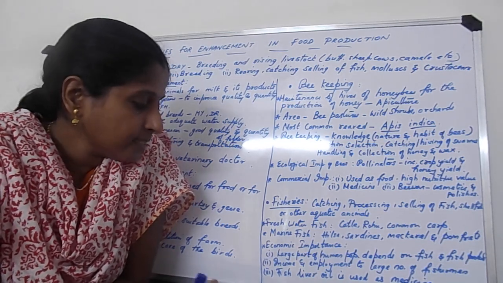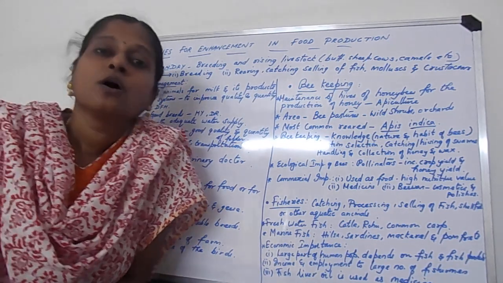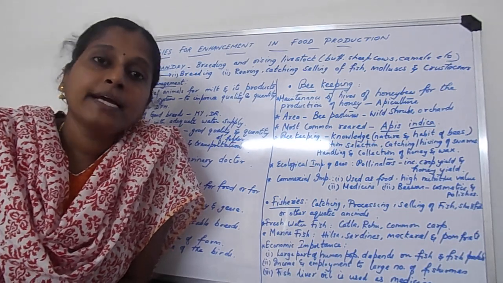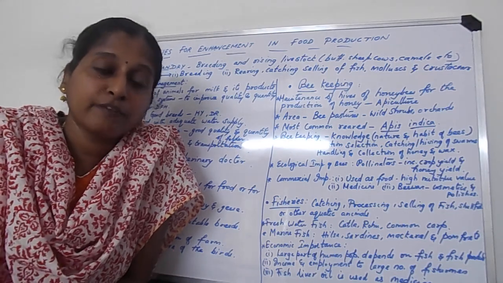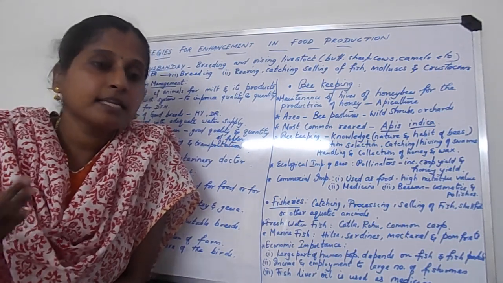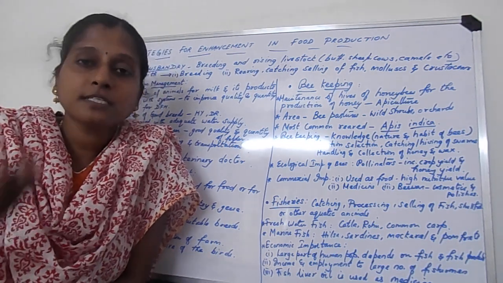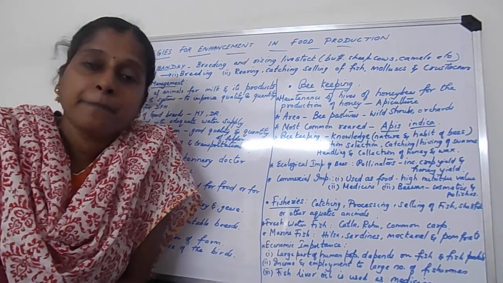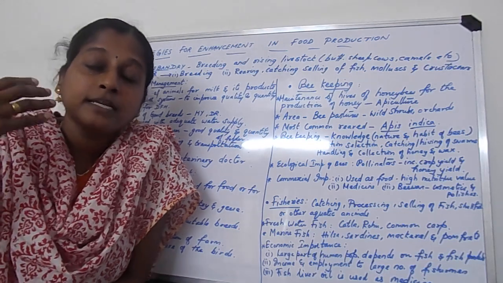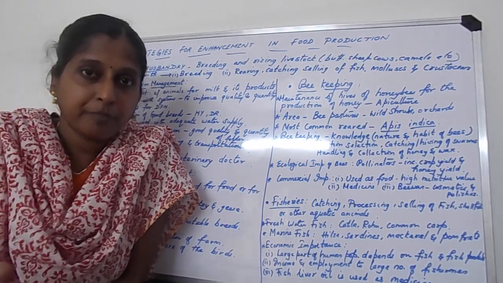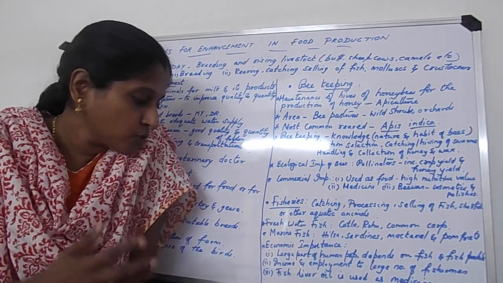The second is income and employment for a large number of fishermen. Many fishermen go to catch fish, so for them it acts as a source of income. While selling the fish they earn money and their livelihood is possible. As well as in fishery farms, many people are involved in breeding and processing, so it provides employment to many people. That is the next point.